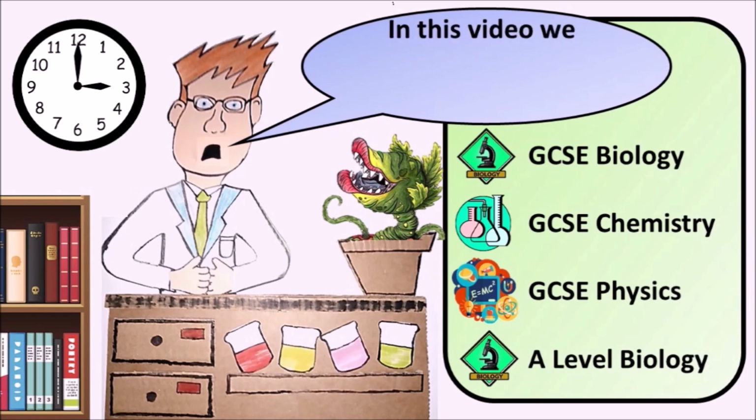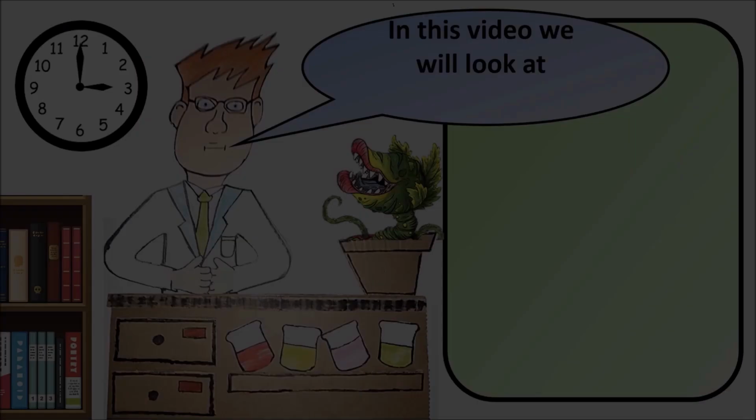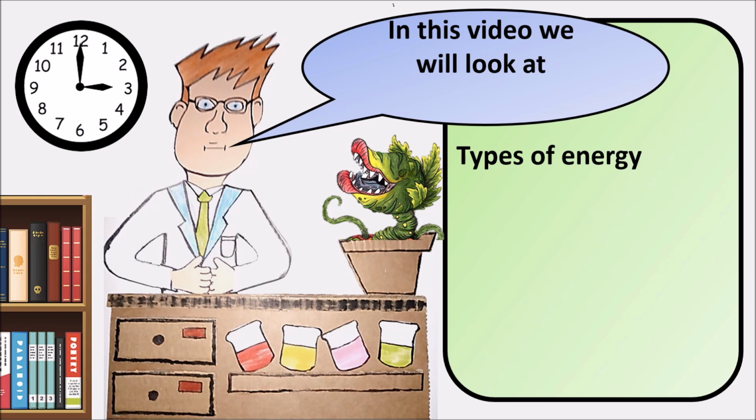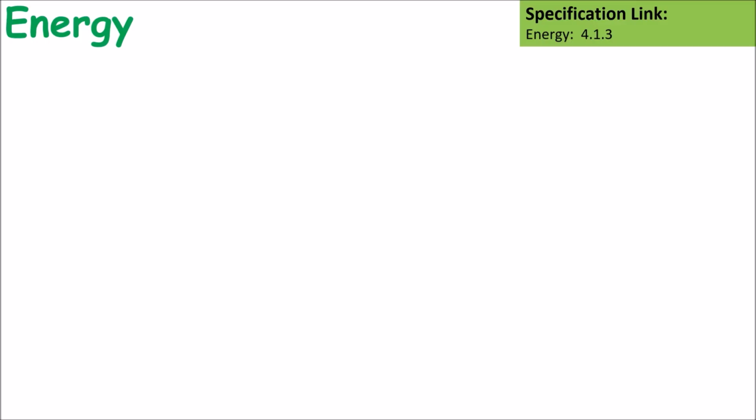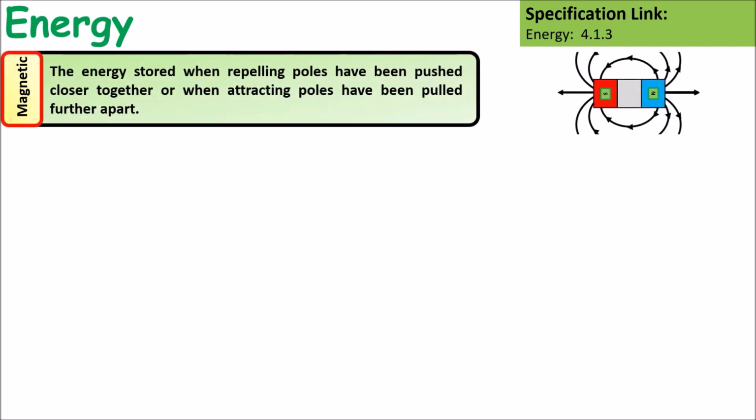In this video we will look at types of energy and energy transfer. First type of energy, magnetic energy. This is energy stored when repelling poles have been pushed together, as in a magnet, or pushed apart.